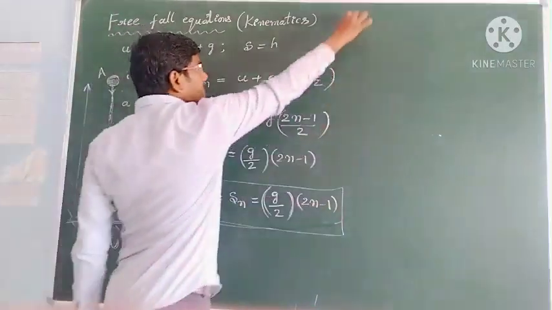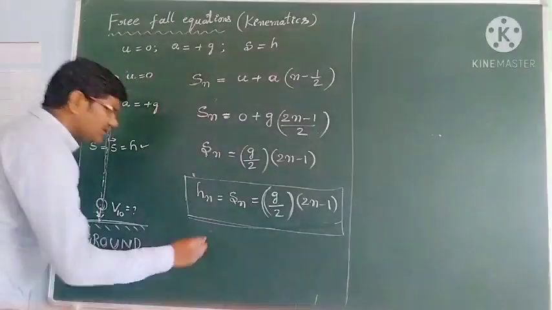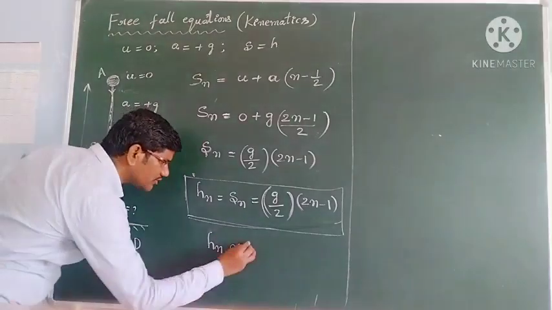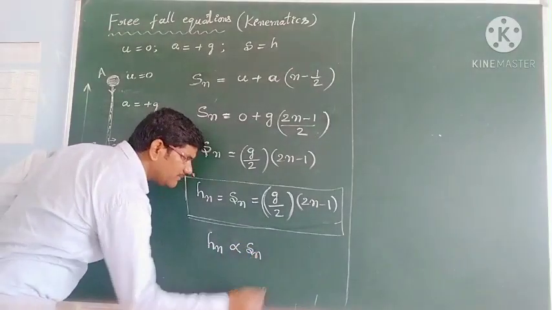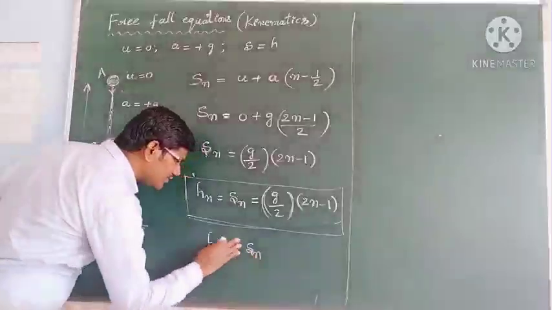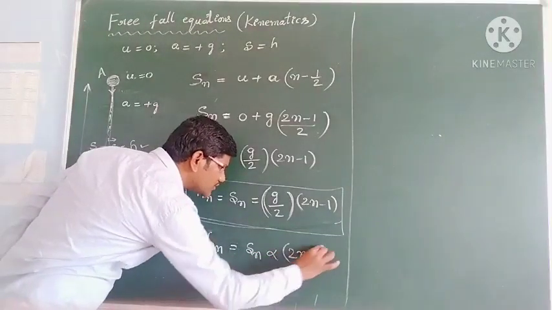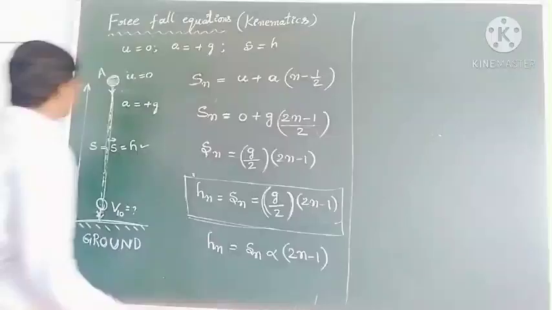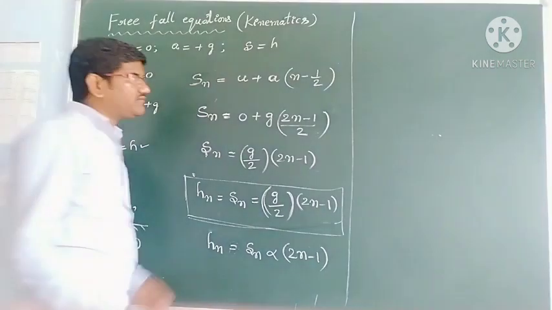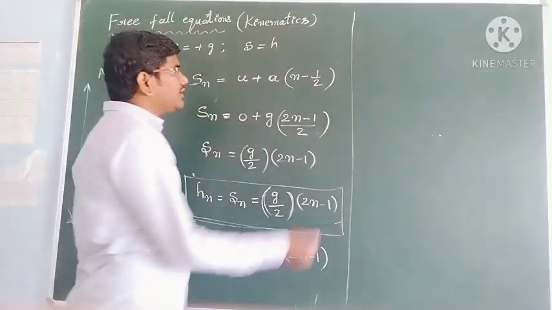So now, this g by 2 is a constant, so the height fallen in the nth second, Hn, is directly proportional to 2n minus 1. So for example, from here to here is 1 second, and so on: height fallen in the first second, second second, third second. So what are the distances fallen?